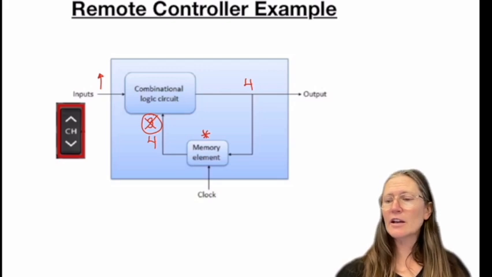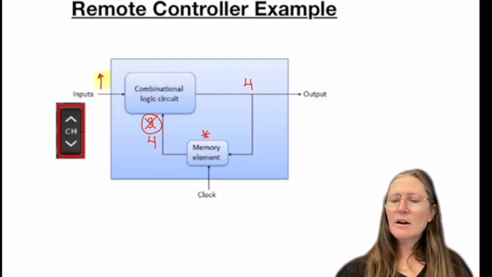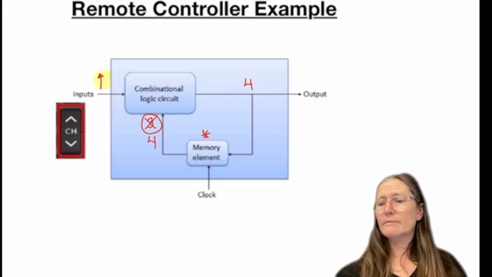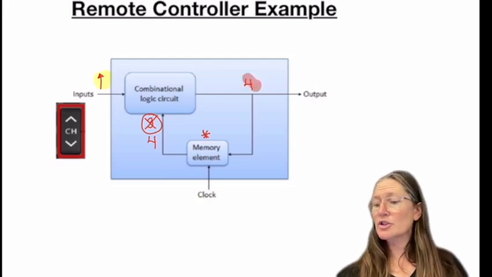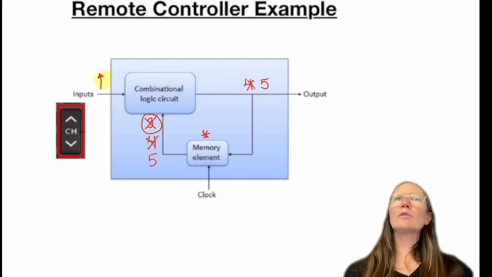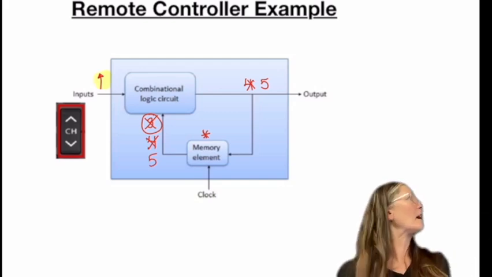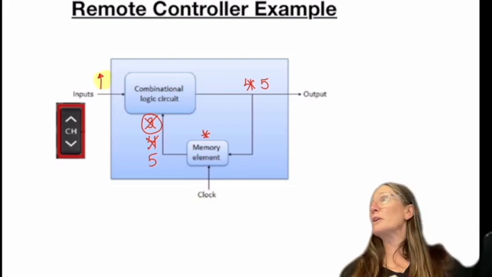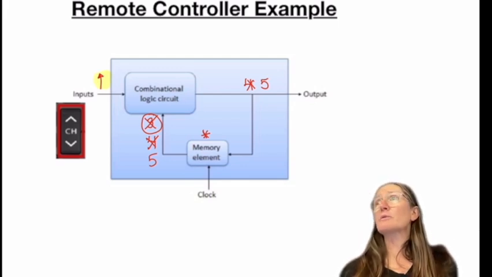So say again I hit the up button again. This is now going to change to 5. And then this will also change to 5. So this is how these work. Does that make sense? So you need to have some way of internally storing that number, 3, 4, or 5, based on what had happened before.